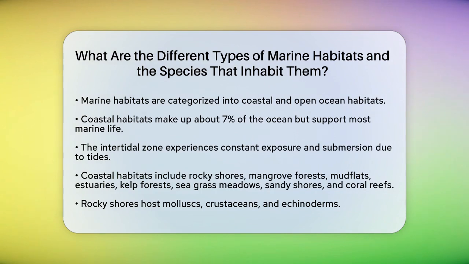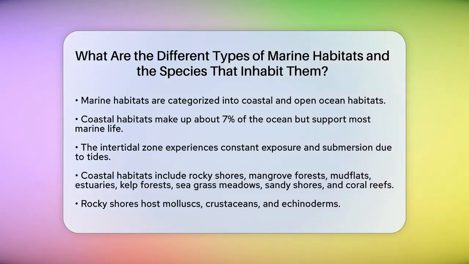Coastal habitats: in coastal areas, you will find a variety of habitats. The intertidal zone, for instance, is constantly exposed and covered by the ocean's tides. Here, you will find rocky shores, mangrove forests, mud flats, estuaries, kelp forests, seagrass meadows, sandy shores, and coral reefs. Each of these habitats supports a unique set of species.